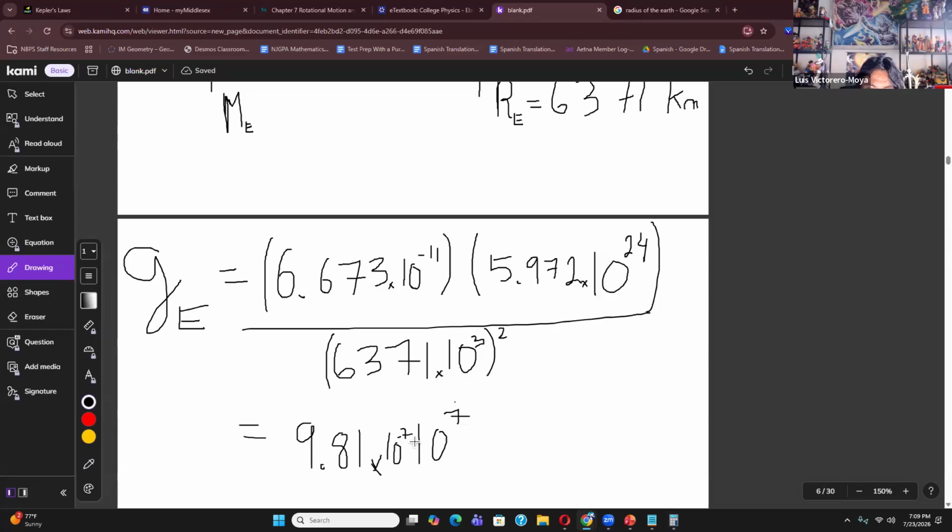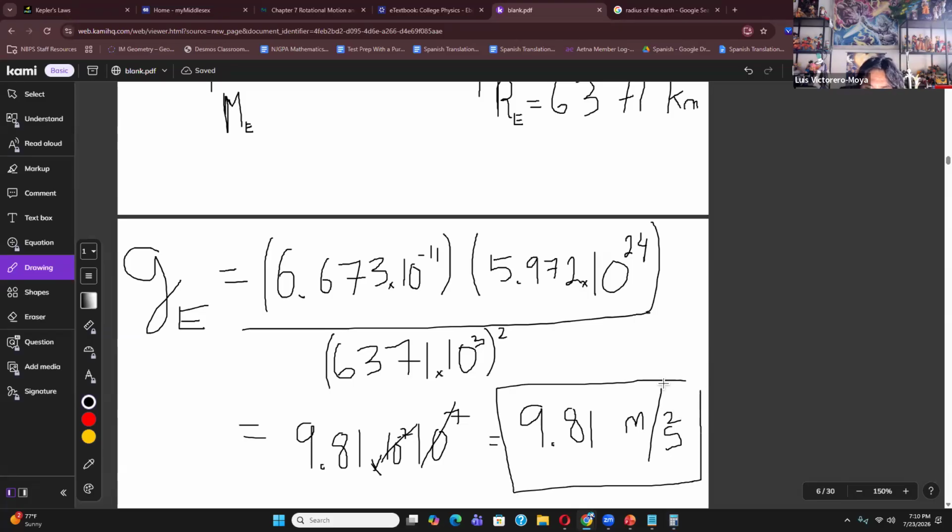So, they cancel, and look what we get. 9.81 meters per second squared. So, we can prove with Newton's law of gravity that the value of gravity on the Earth is that.